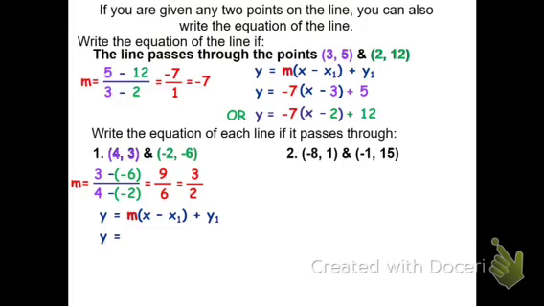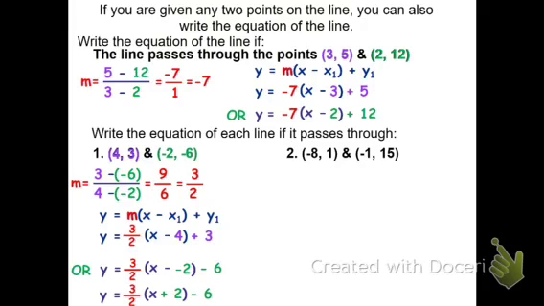If the slope is 3 halves, we can substitute that into the equation. We now have y equals 3 halves times the quantity x minus... Pick either coordinate. In this case, I'm going to do the first one, the 4, 3. So we get y equals 3 halves times the quantity x minus 4, and then plus 3. Again, we can pick either point. We can also say it's y equals 3 halves times the quantity x minus the negative 2 becomes x plus 2, and then minus 6.